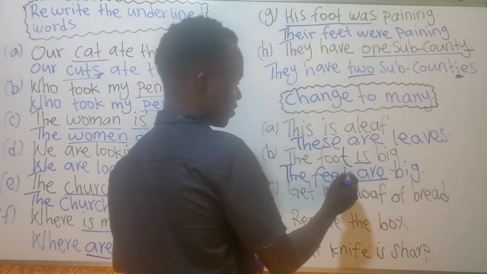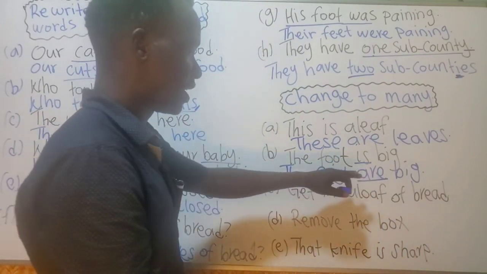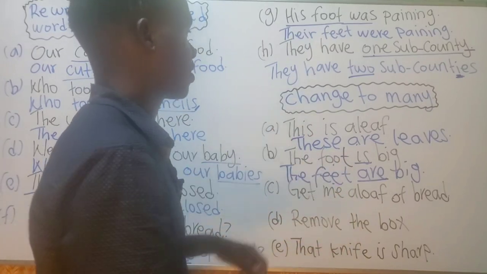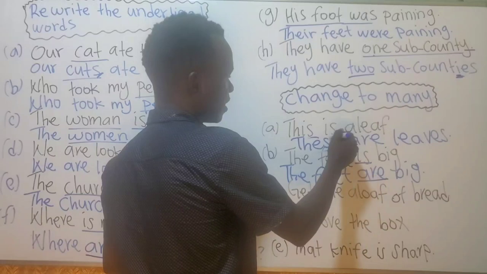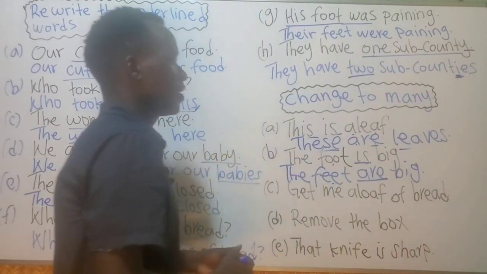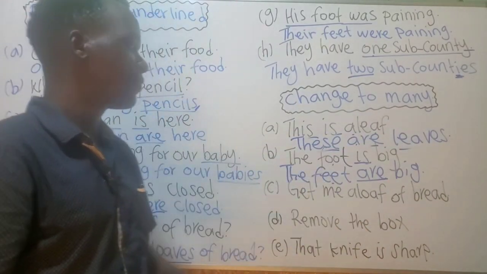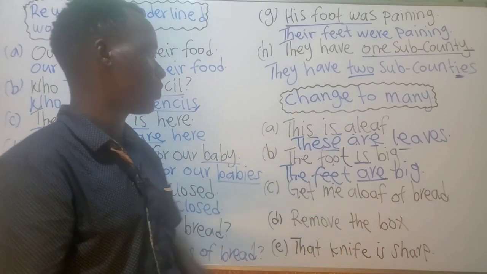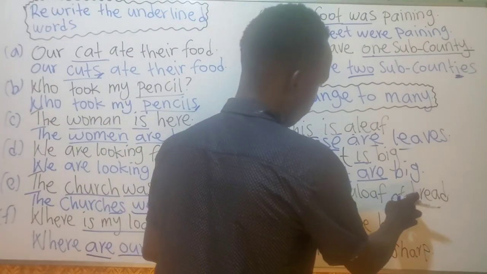This becomes these. Then foot changes. These are now irregular, as we talked about last time. This changes into these. Is changes to are. A leaf changes to leaves. Okay? Because the main subject is leaf. Also, foot.